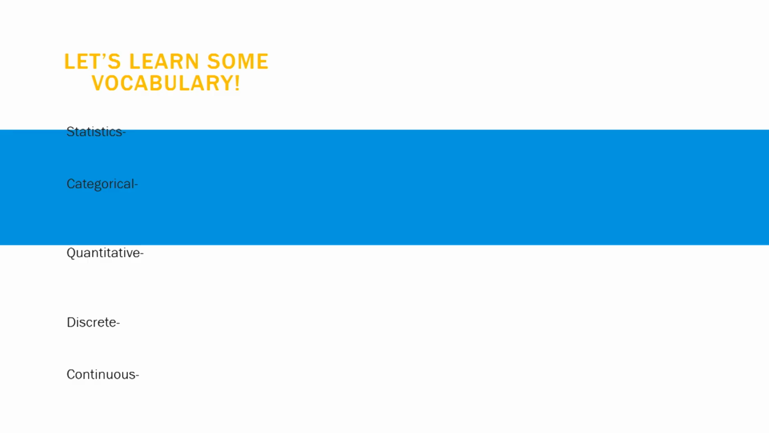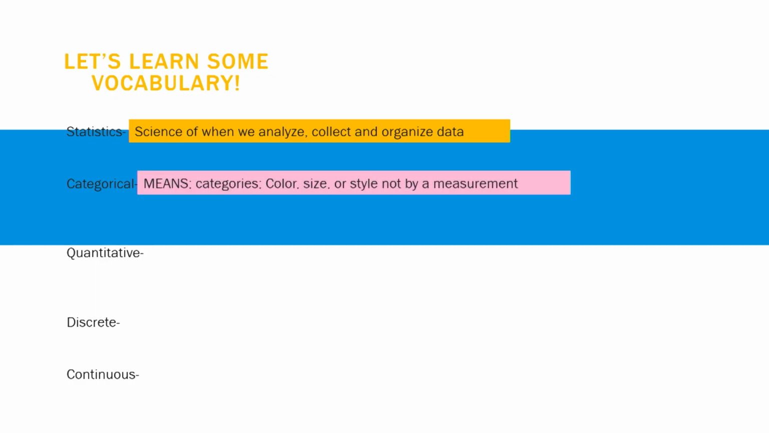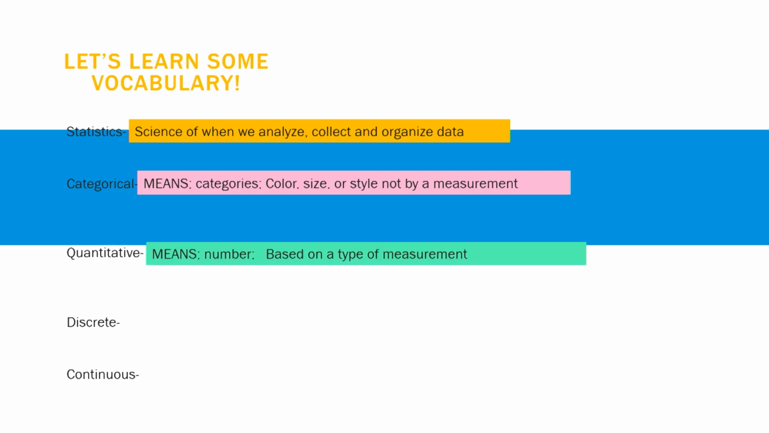First, we're looking at the word statistics. Now, statistics is the science of when we analyze, collect, and organize data. We're looking at categorical. It means categories like color and size or styles, not by a measurement. The next one we're looking at is quantitative. It means numbers. It's based on some type of measurement.